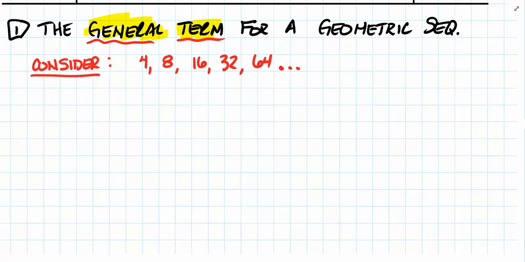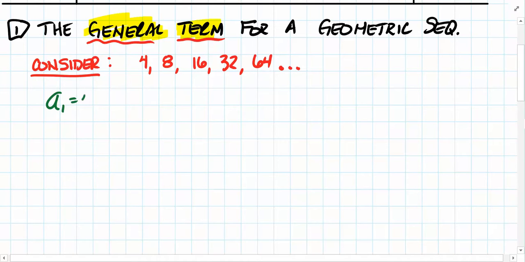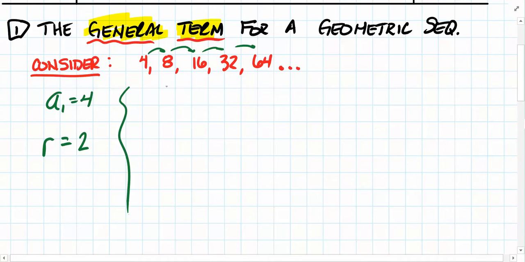So consider the following for just a moment: 4, 8, 16, 32, 64. I use this one quite a bit. The very first term that we can see is the number 4, and it looks like the common ratio is indeed 2. To go from here to here, multiply by 2, multiply by 2, multiply by 2, and so forth. Let's take a look at this second term. 8 can be written as the very first term, 4, multiplied by the ratio, which is 2 raised to the first power.